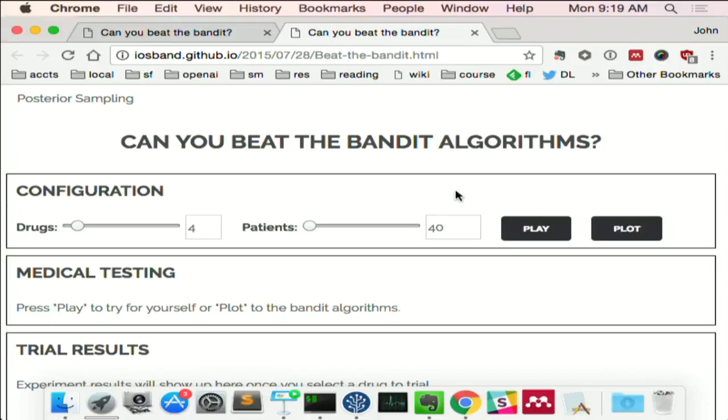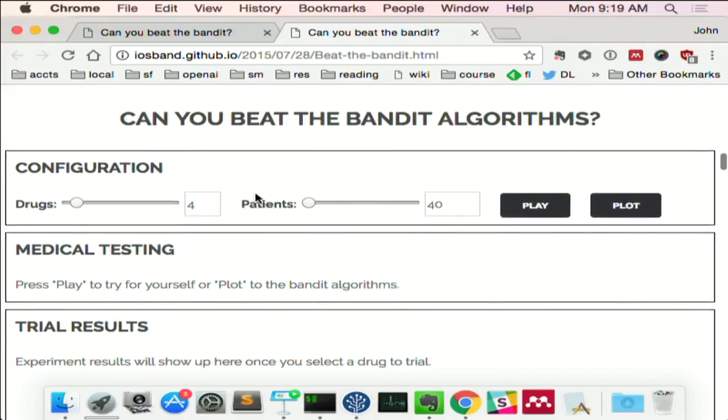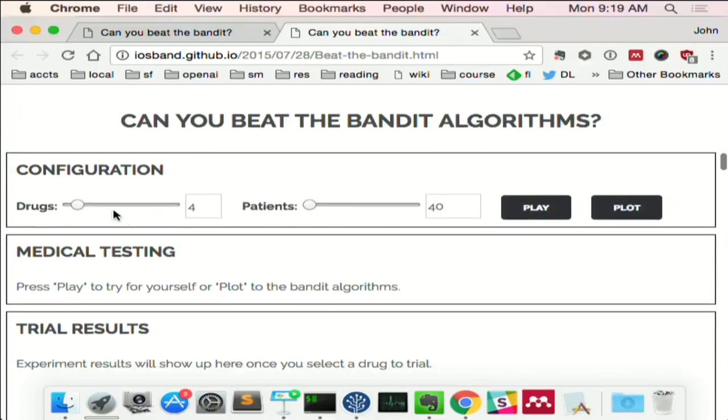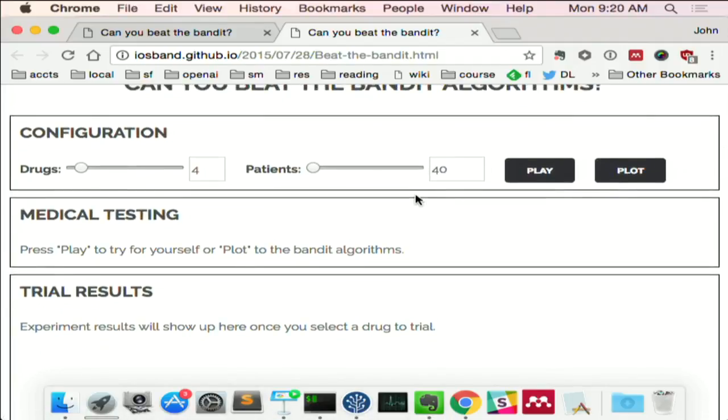So that's a pretty clear application where you want to minimize the amount of harm you're doing, and you have to decide what treatment to give everyone. Or I shouldn't say minimize harm. You want to maximize the benefit to them. So anyway, in this setting, there are 4 different drugs, and we're going to say there are 40 patients. And each patient that comes along, you have to decide what treatment to give them, and then you see if it was successful or not.